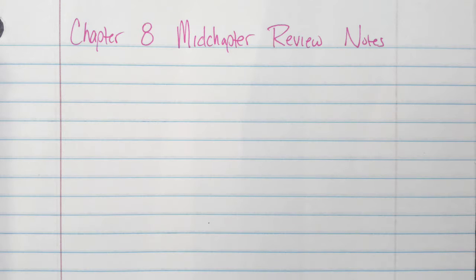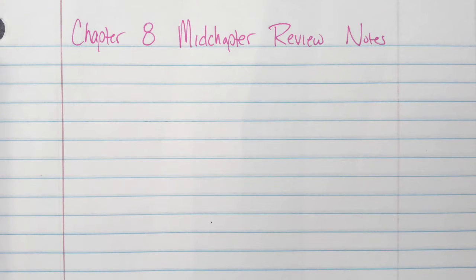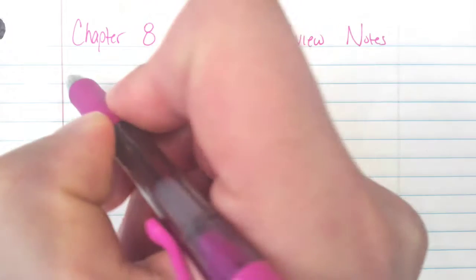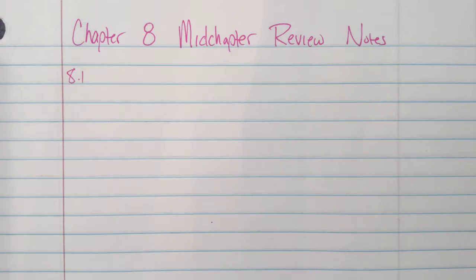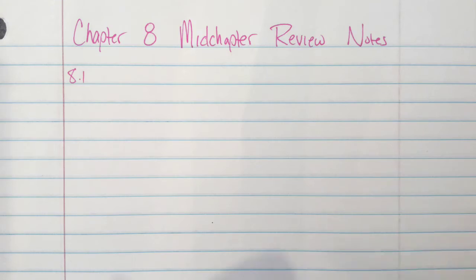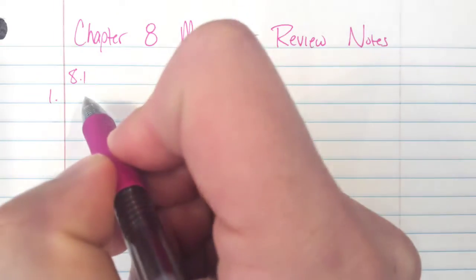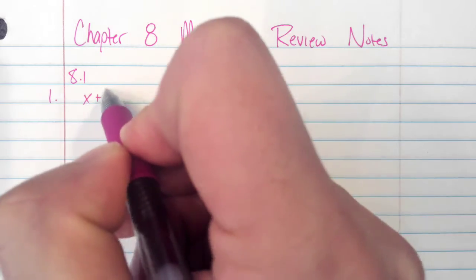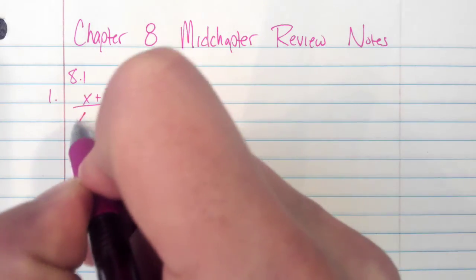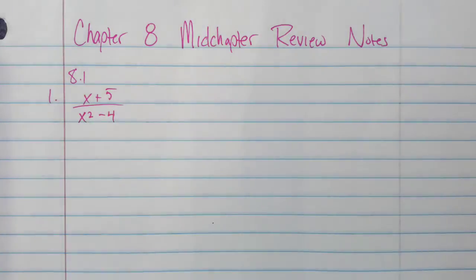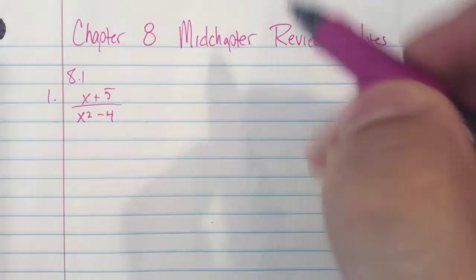So we'll go ahead and dive into this. I'll do a few examples from each section, and I'll try to make sure I denote what section this is coming from. So our first two examples are going to come from section 1. The first type of problem you're going to see is they're going to give you a fraction, and they're going to ask you, what are the values that would make this fraction undefined?